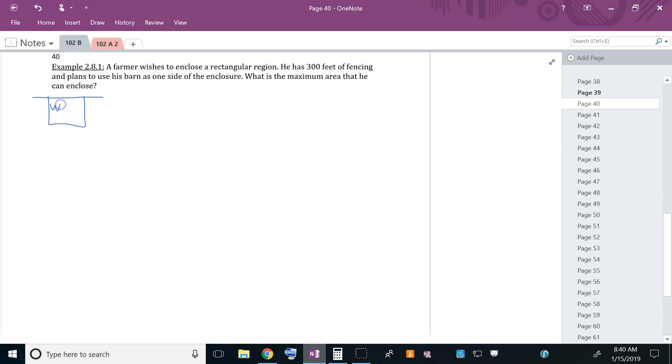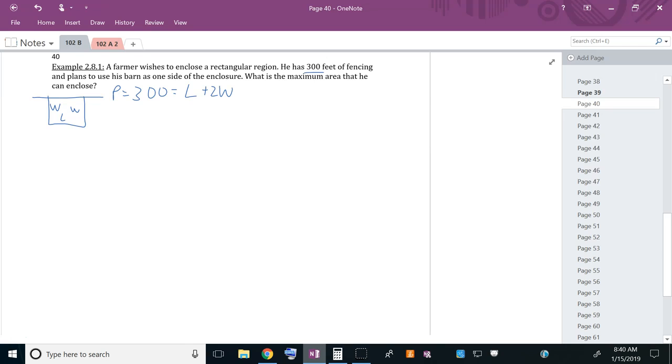So let's label just the other sides, because those are the ones we're actually going to put fencing along. So again, we have 300 feet of fencing. Generally, when we talk about fencing, we are talking about perimeter. Now, normally perimeter is 2L plus 2W, but again, we're only using 3 of the sides. So here, it's just going to be 1L plus 2W.